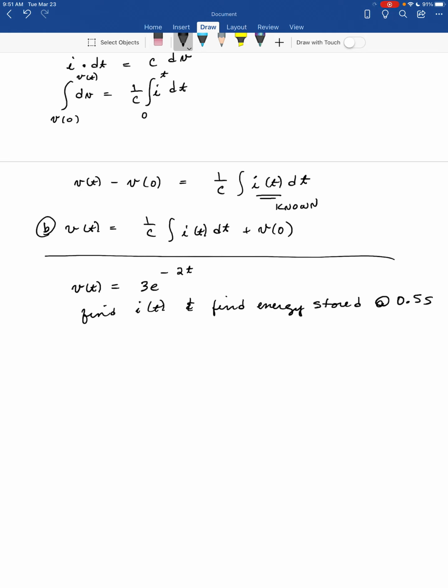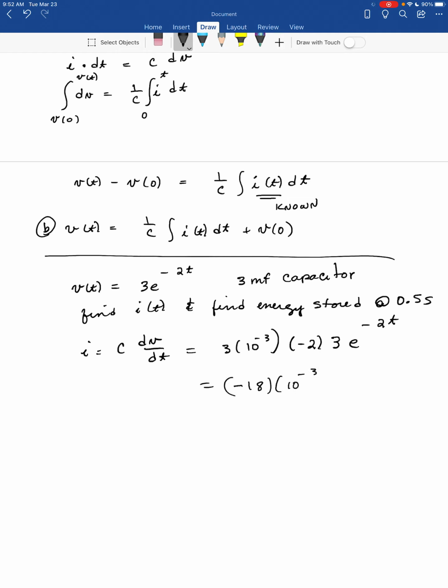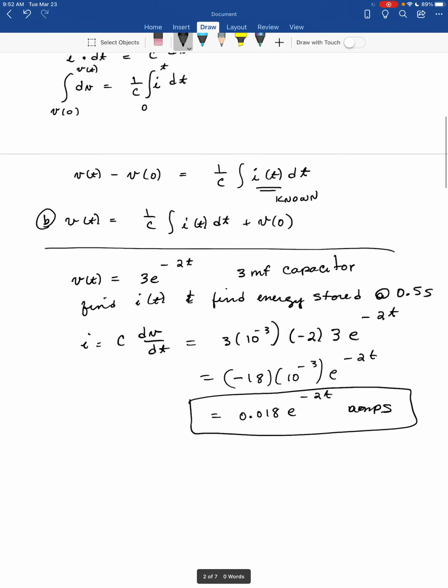And let's do it at 0.5 seconds for that energy. So first of all, let's say this is a 3 millifarad capacitor. So I is C dV dt, so that's 3 times 10 to the minus 3. And then when I take the derivative of that exponential, I get minus 2 times 3 e to the minus 2t. So if I multiply through, that is minus 18 times 10 to the minus 3, e to the minus 2t, or 0.018 e to the minus 2t, and that would be in volts. Sorry, in amps. Okay, so there's my current.